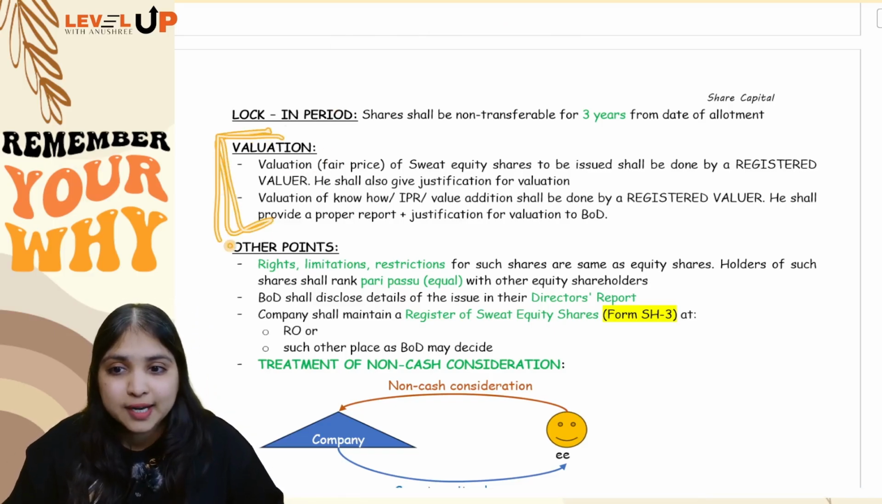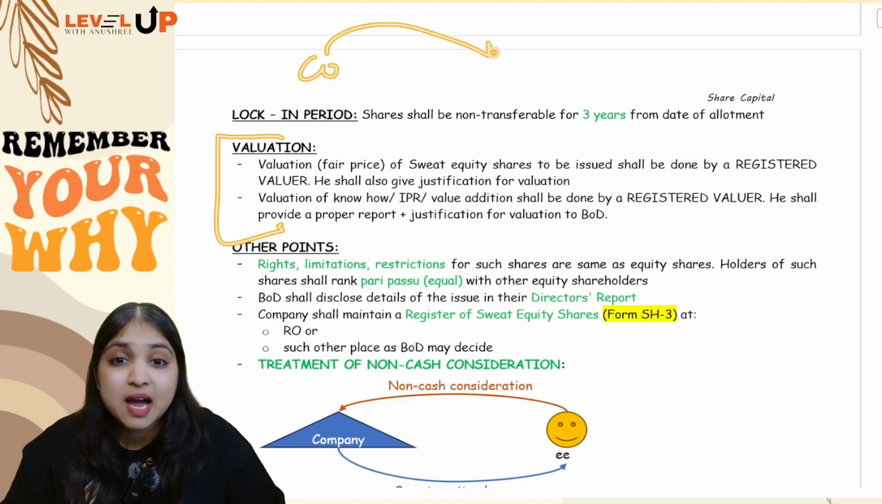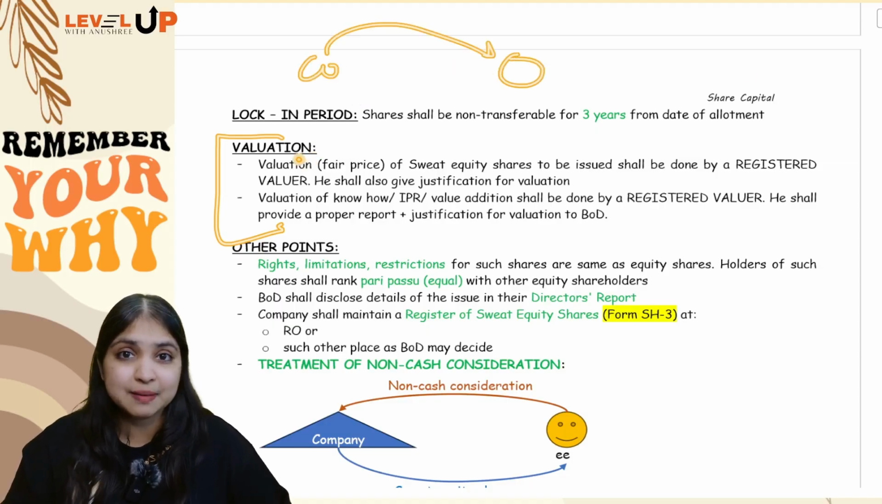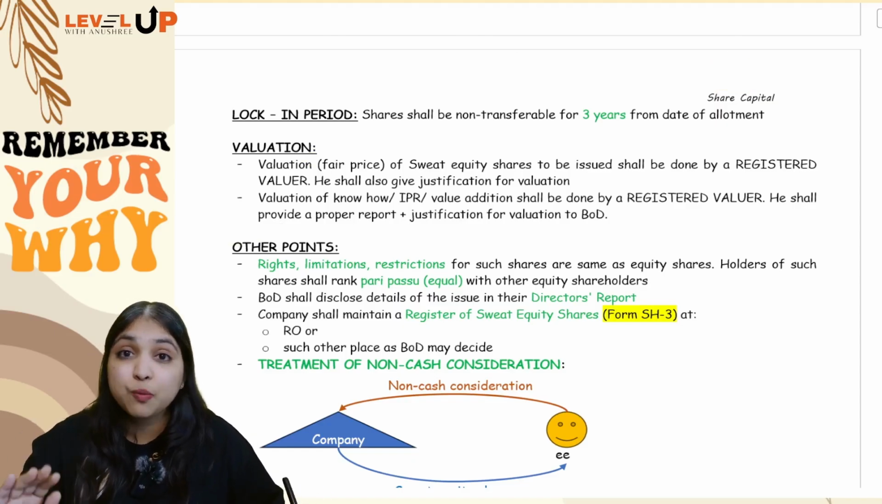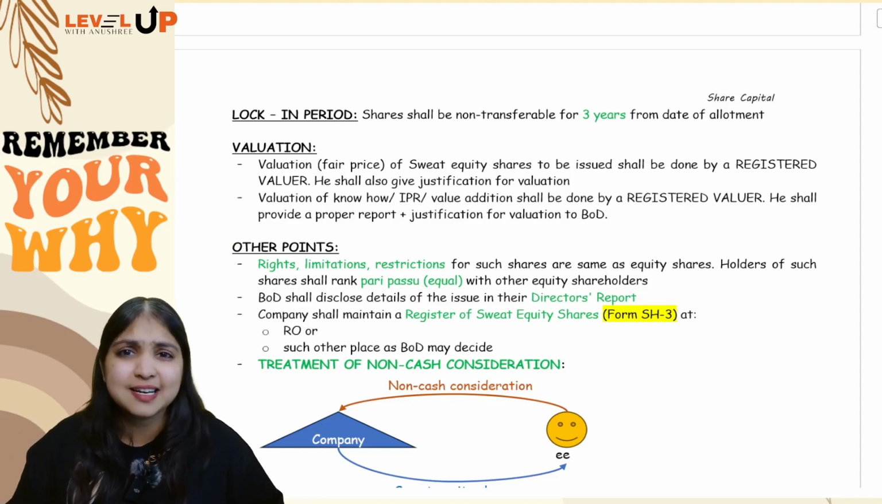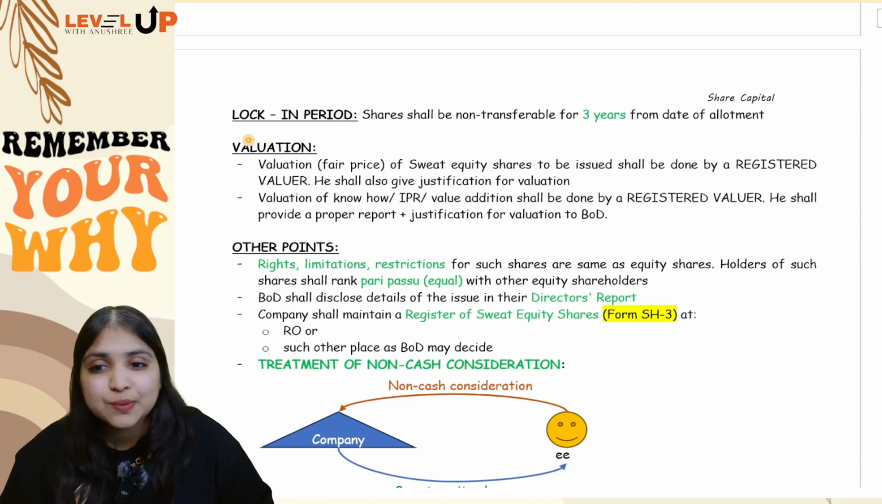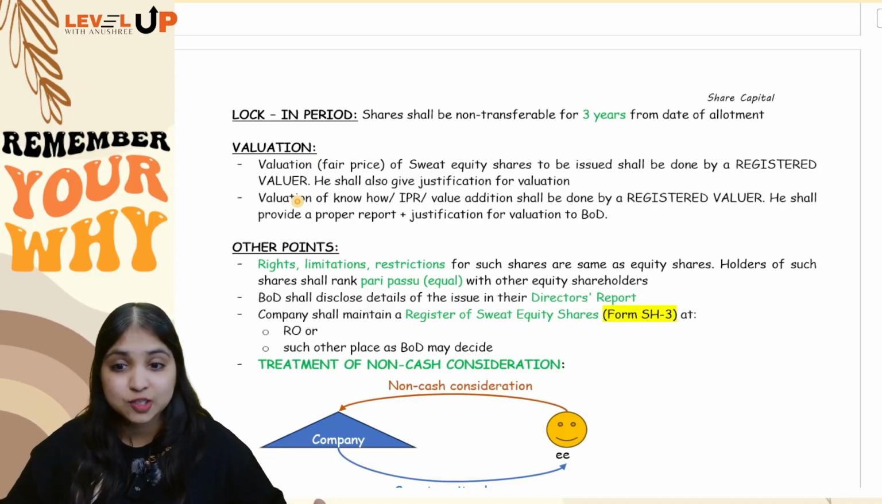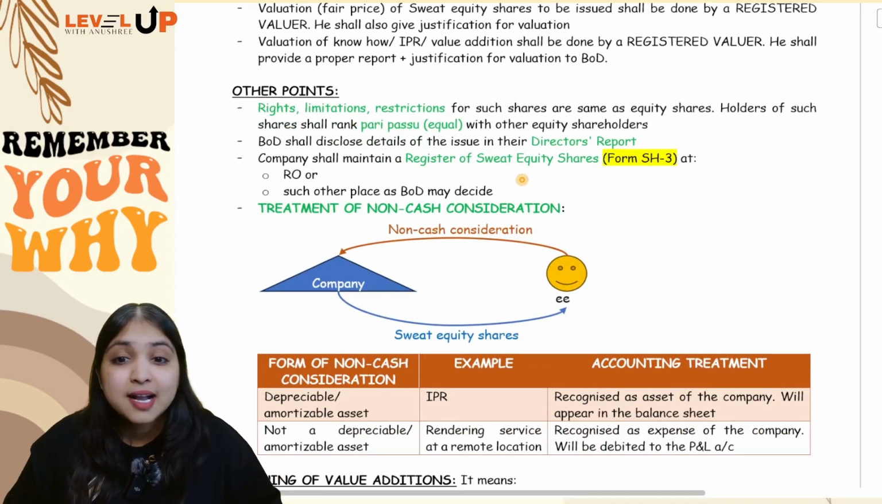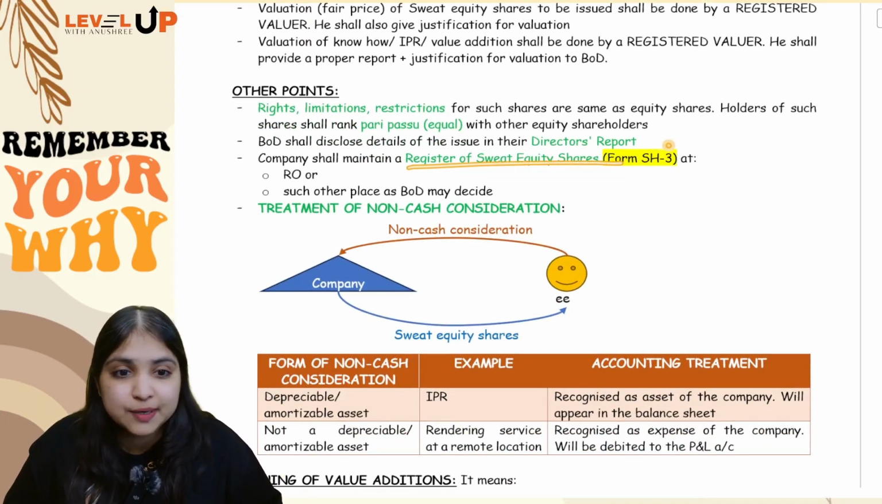Because if we don't get a valuation done, and the company unnecessarily gives too many shares to directors and employees, existing shareholders will not like it. So existing shareholders will want to ensure that the company is not unnecessarily giving them too many shares. That is why we have to get a valuation done, so that we can correctly calculate how many shares to give.